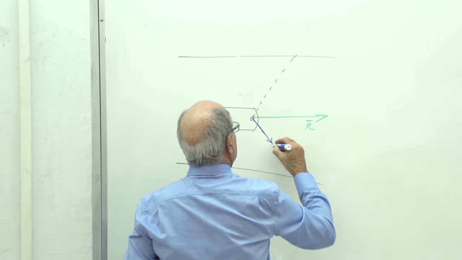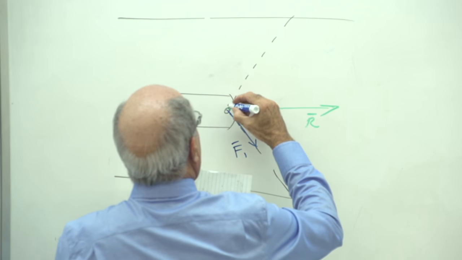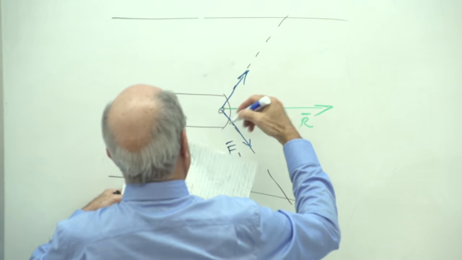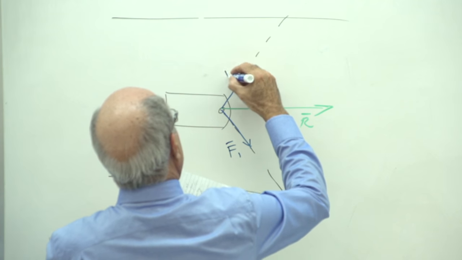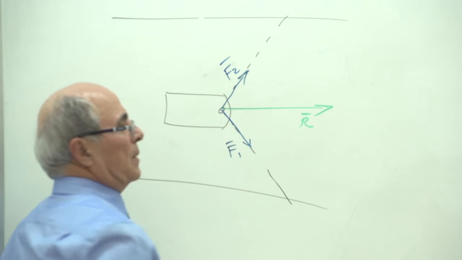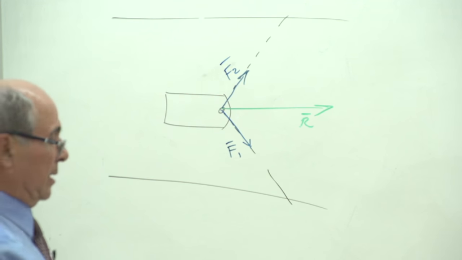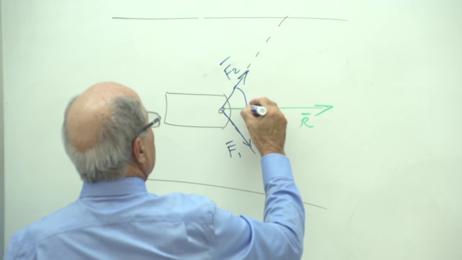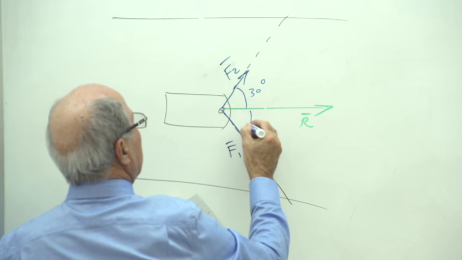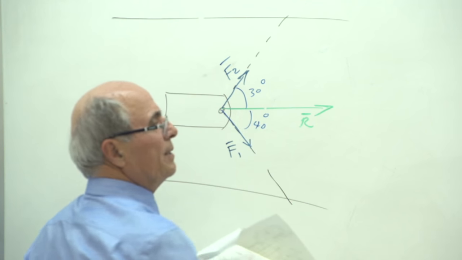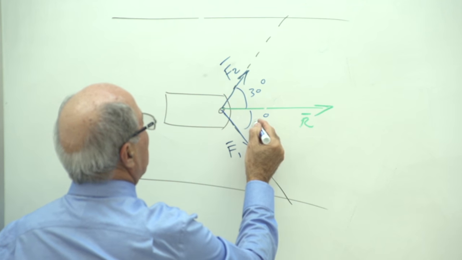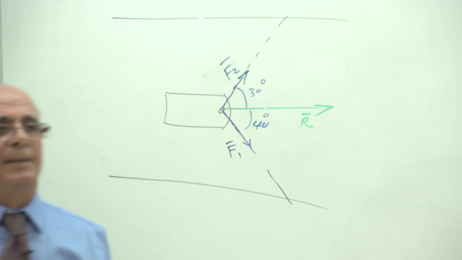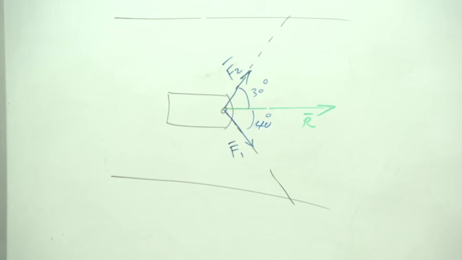In this direction is force F1, and this direction is this rope. Each rope represents a force F2, and the angles given there: this angle is 30 degrees and that angle is 40 degrees, correct? I hope this is clear enough. Yes? All right.